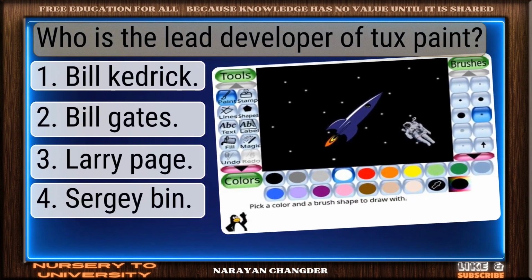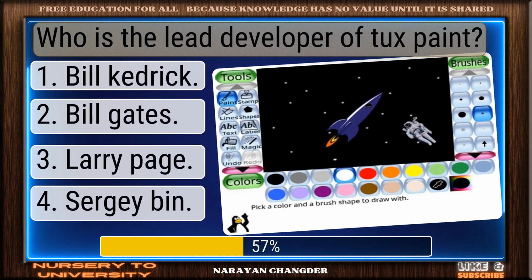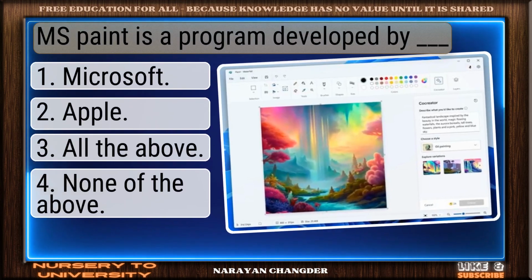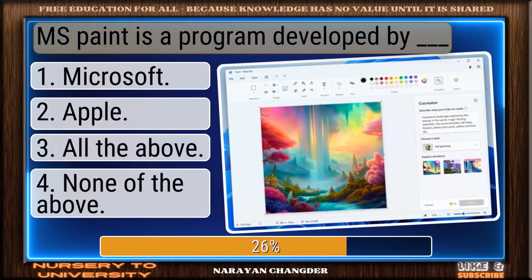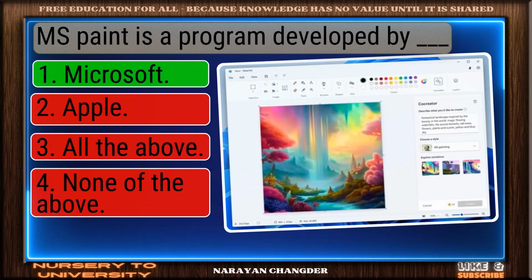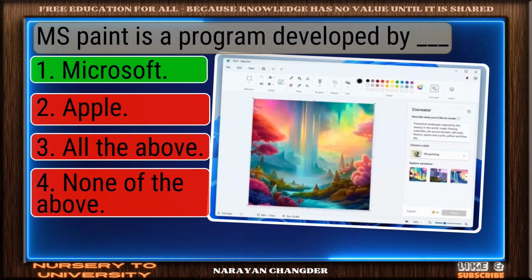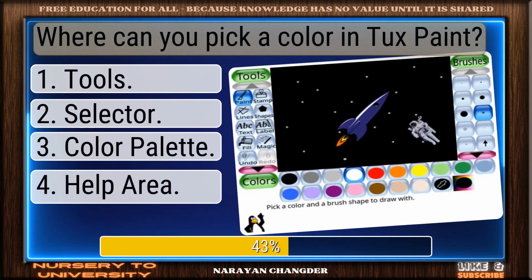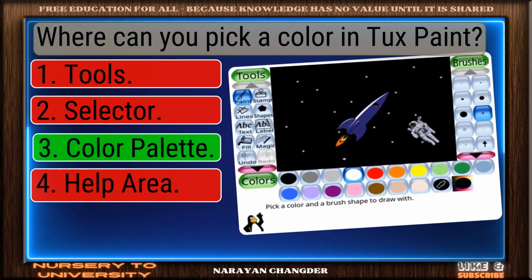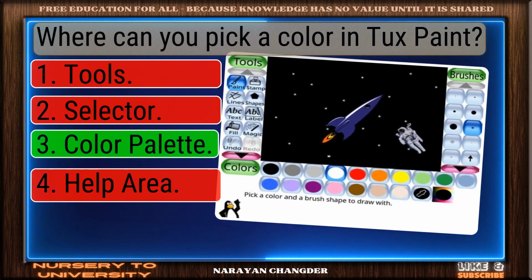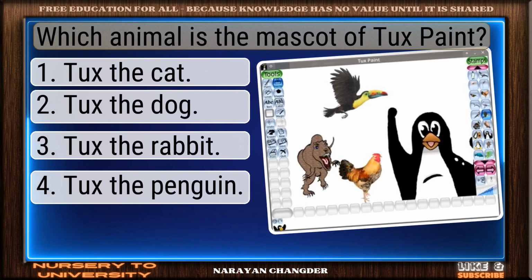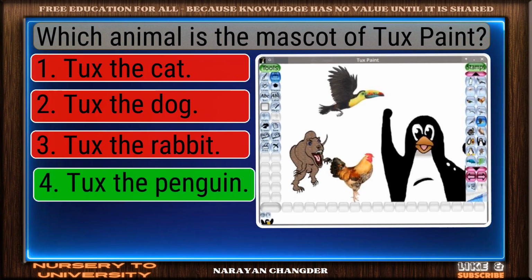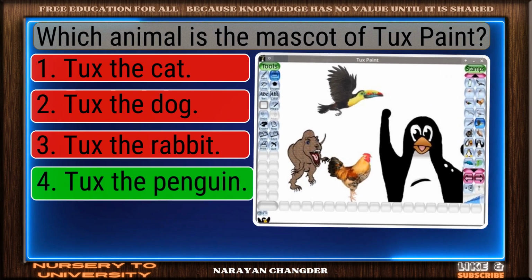Who is the lead developer of Tux Paint? Bravo. Bill Kendrick is the answer. MS Paint is a program developed by dash. Exactly. Microsoft makes sense. Where can you pick a color in Tux Paint? Excellent. Color palette is well reasoned. Which animal is the mascot of Tux Paint? Right choice. Tux the penguin is best.